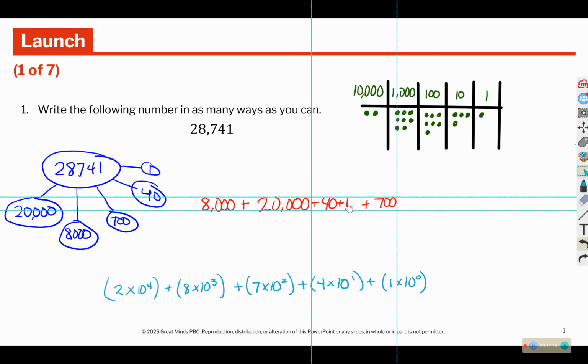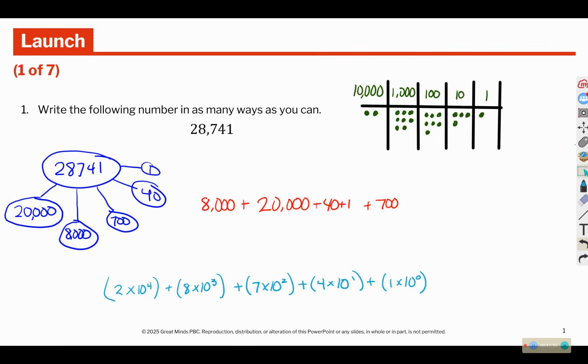Is this still representing 28,741? Well, yeah, it does. We see the 10,000s place, the thousands, the hundreds, the tens, and the ones, but they're just added in a different order. And we also know that addition has the commutative property, which means we can change the order around without changing the value of the number.